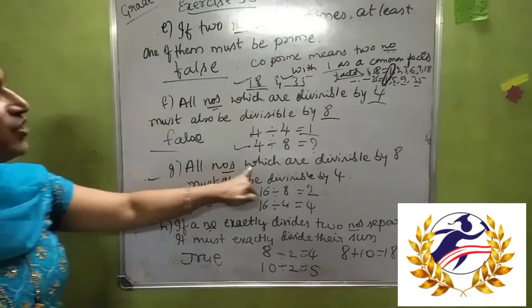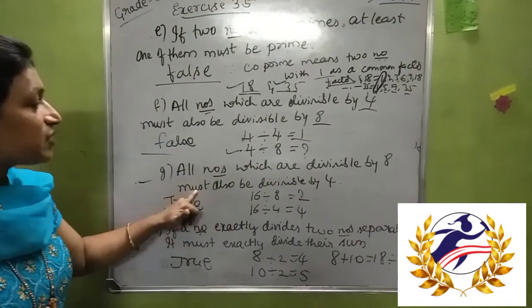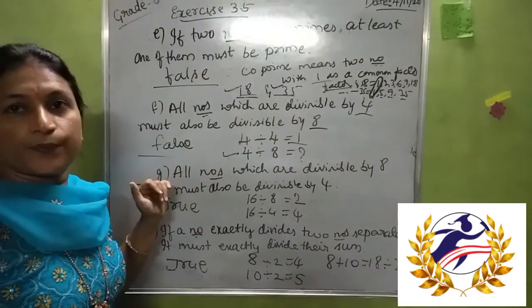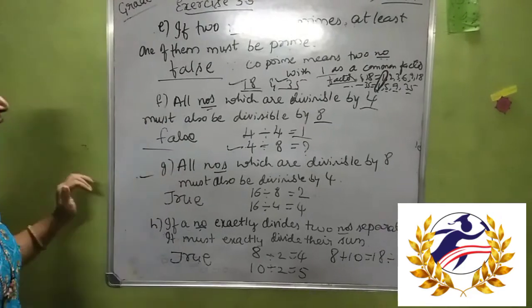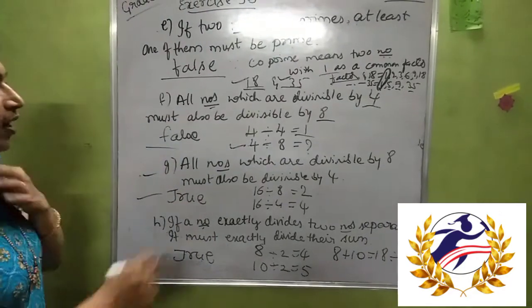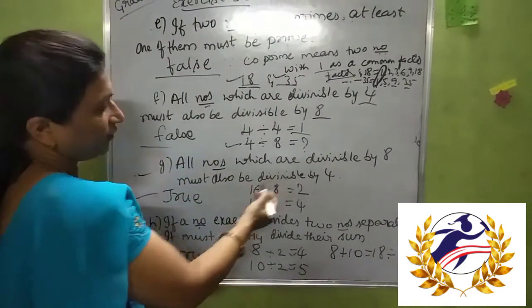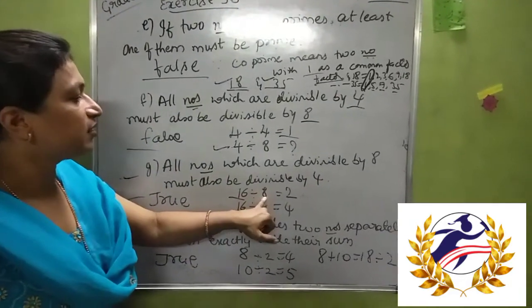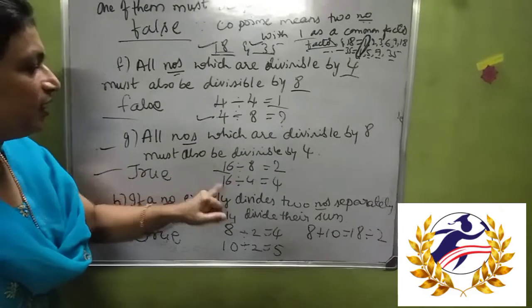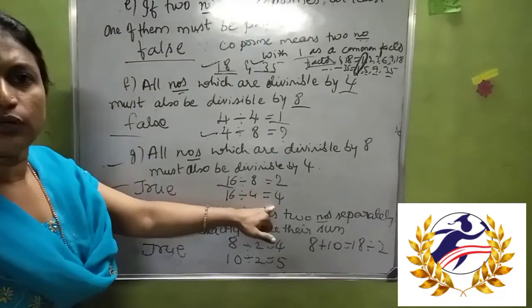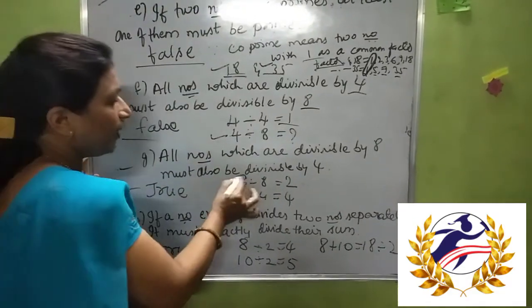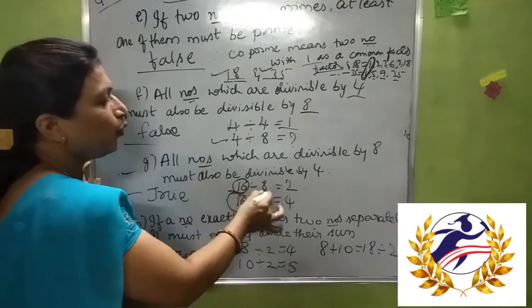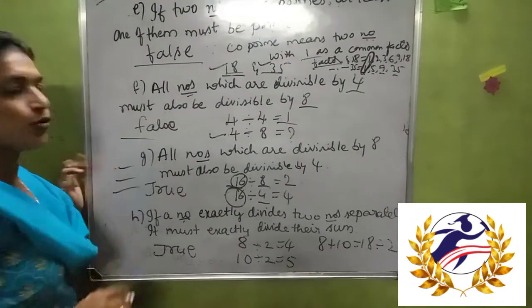All numbers which are divisible by 8 must also be divisible by 4. So this is a true statement. For example, I took 16. 16 divided by 8 gives 2 as an answer. So it is also divisible by 4, isn't it? So the one number I took is divisible by both 8 and 4. That's why this is a true statement.